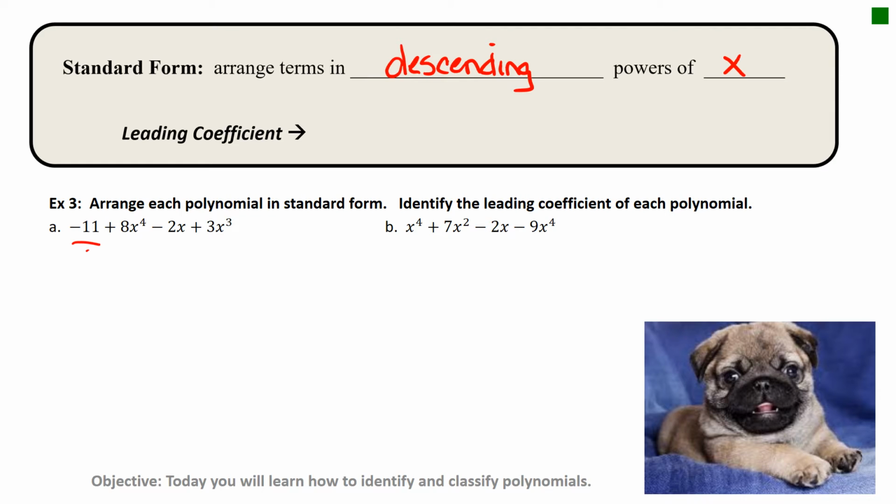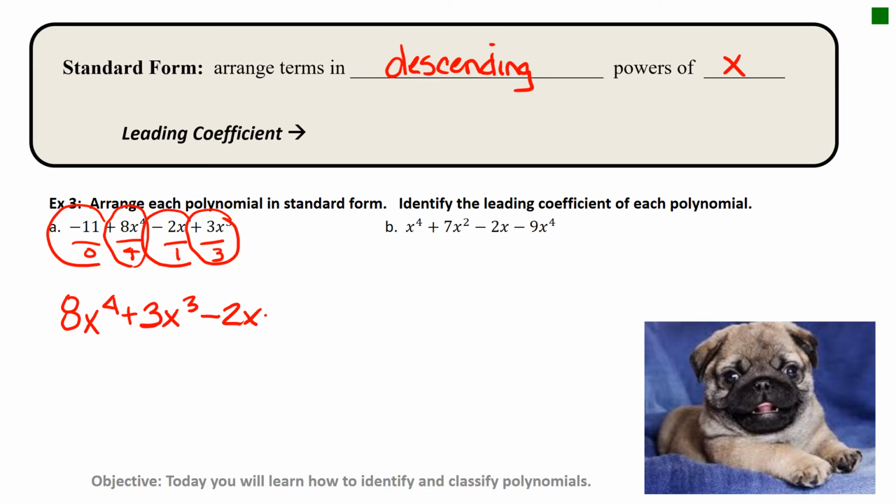So this one has a power of 0. This is a power of 4, power of 1, power of 3. Which one's bigger? The 4. So that means my first term is 8x to the 4th. After 4 comes 3, so that means my next term is a positive 3x cubed. After 3 comes 2, I don't have that, so then I go to 1, it's a negative 2x. And after 1 is 0, so at the very end I'm going to put that minus 11.